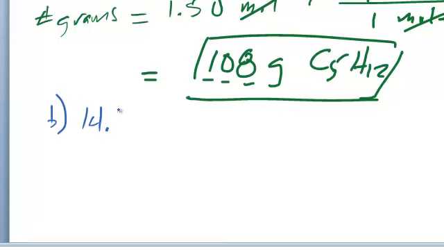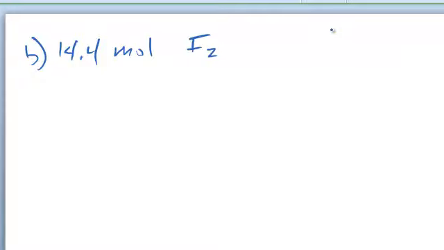14.4. Actually, let me get a new page here. 14.4 moles of, oh, it's our friend molecular fluorine. Okay, the molar mass of fluorine, 38.0 grams per mole. All right. So the number of grams of this many moles of fluorine.